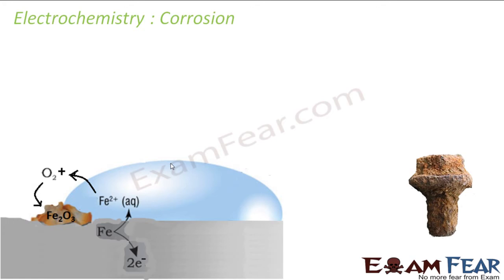Corrosion is the destruction of materials by chemical reaction within the environment. It's an electrochemical oxidation of metal in the presence of oxygen.